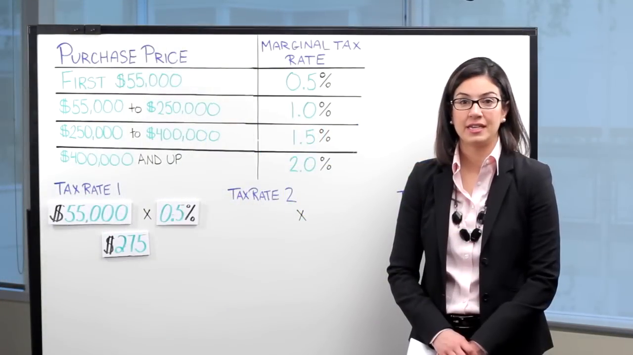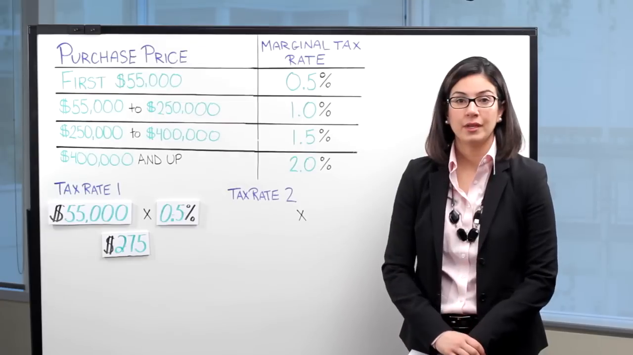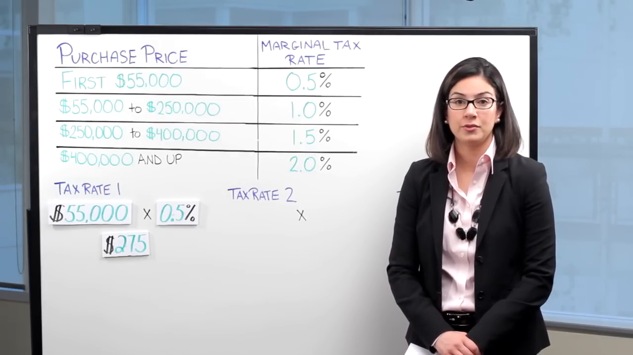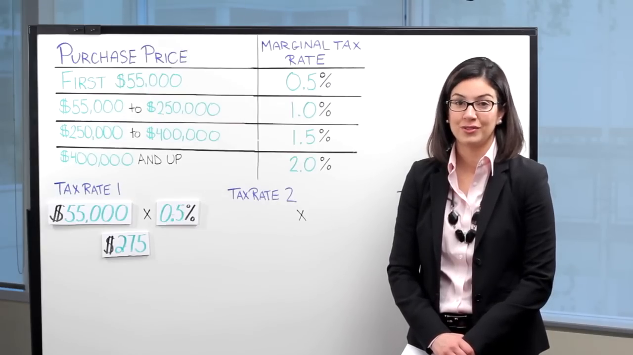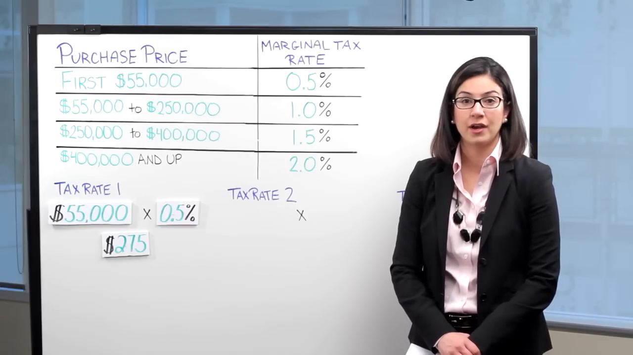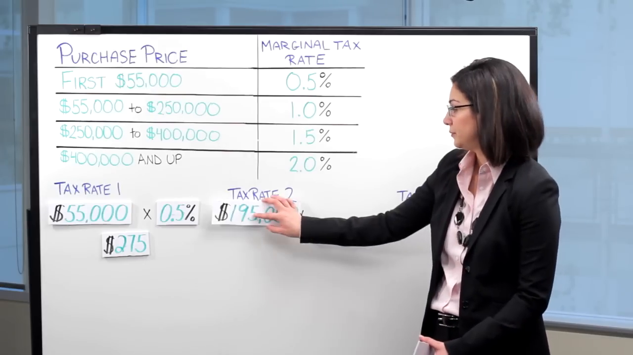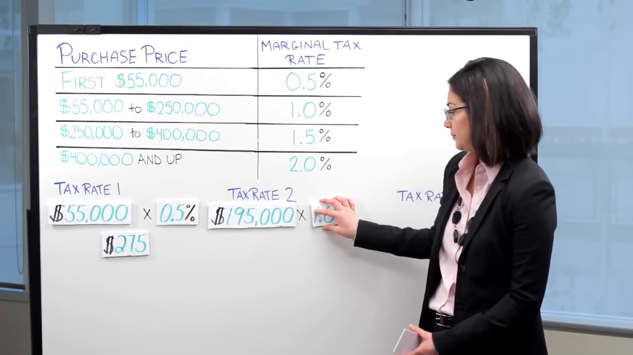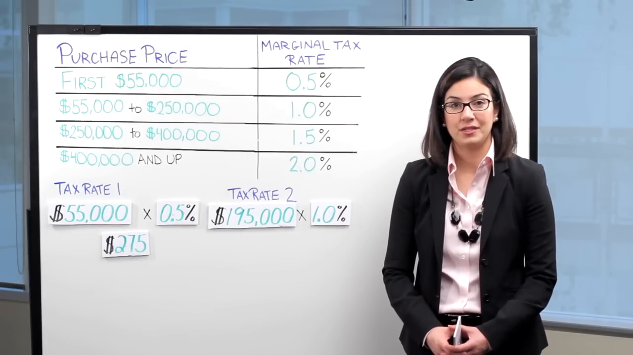Next, you'll need to calculate the tax for the second margin, the amount between $55,000 and $250,000. Since the value of your home at $275,000 exceeds this margin, we're going to use the full range. So we take the $250,000, we subtract $55,000, and we get a total value of $195,000. We take our $195,000, multiply that by 1%, for a total value of $1,950.